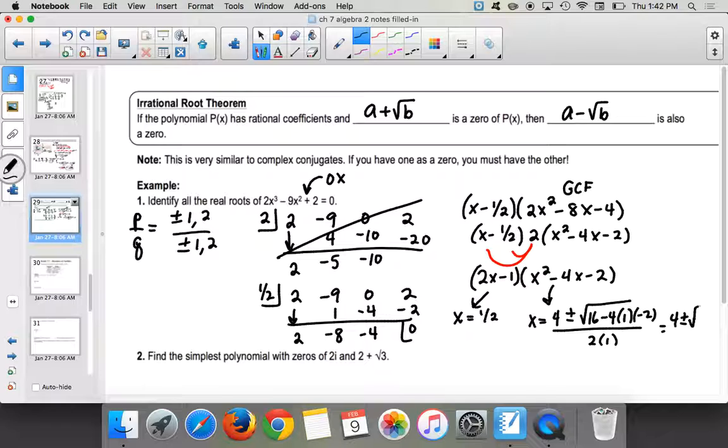So 4 plus or minus the square root of 24 all over 2, which is 4 plus or minus 2 root 6 over 2.